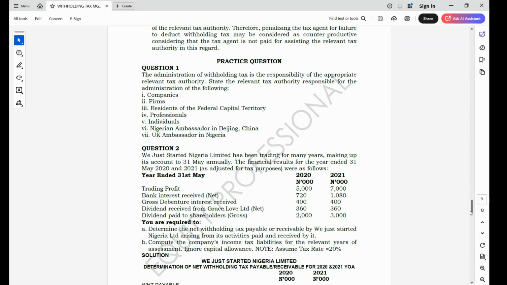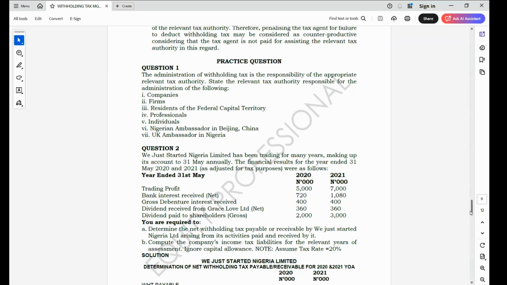Then number 3, resident of Federal Capital Territory, Abuja. Who is the relevant tax authority? Are you sure? It's FCT IRS. I told you. Federal Capital Territory IRS, FCT Internal Revenue Service, which is under what? The Federal Inland Revenue Service.